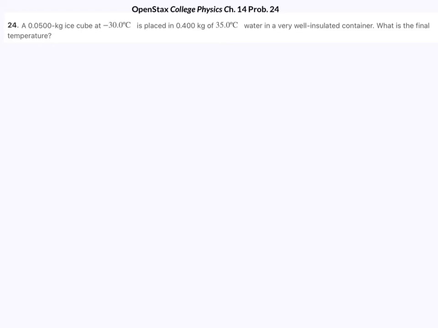Let's look at OpenStax College Physics, Chapter 14, Problem 24. A 0.05 kilogram ice cube at negative 30 degrees Celsius is placed in 0.4 kilograms of 35 degrees Celsius water in a very well-insulated container. What is the final temperature? All right, let's write down the knowns and unknowns.